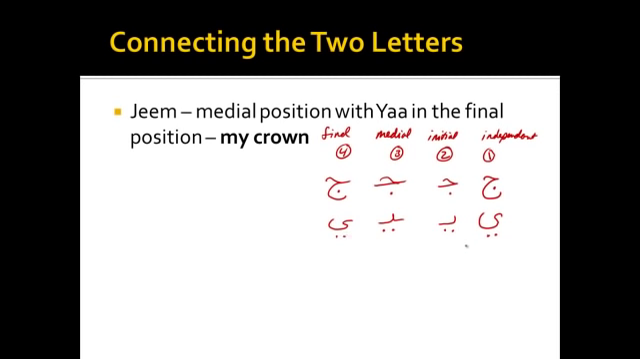Now, if we're looking at a word, for example, we want to write the word my crown. This is the word we want to write here, my crown. And again, we said my here is ya, which means my, and crown is taj. Taj. Now, we want to write this word taji. Now notice the ta at the beginning. We have the ta at the beginning. And this is in the initial position. So this is number 2.